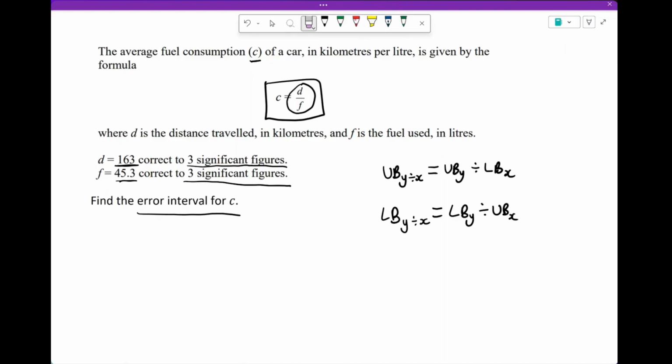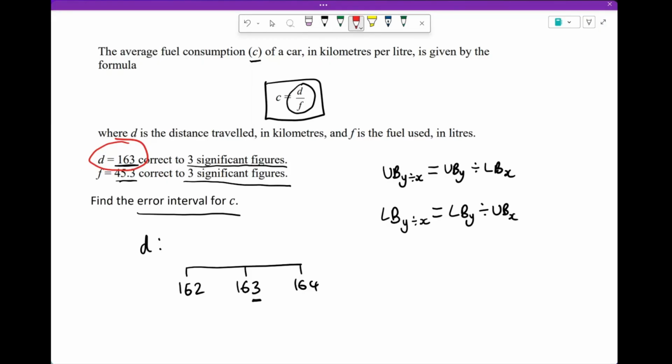So let's start the process with D. So we got D is 163 and it's correct to three significant figures. Okay, that's my degree of accuracy. So for D, I'm going to draw my number line, put 163 in the middle, and then we have to identify the third significant figure. So that would be the 3, okay, the ones. So we're going to add 1 to that place value to get 164 and subtract 1 to get 162.